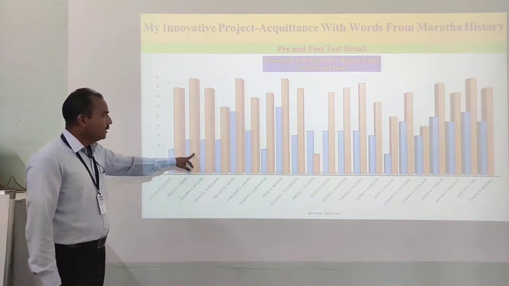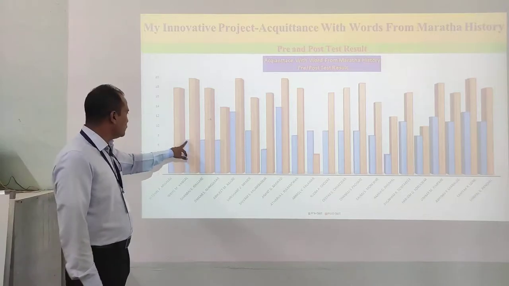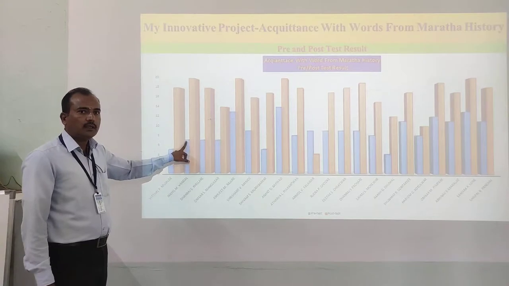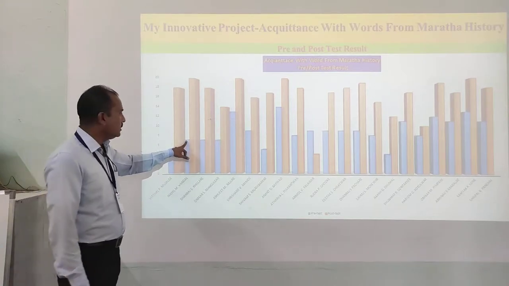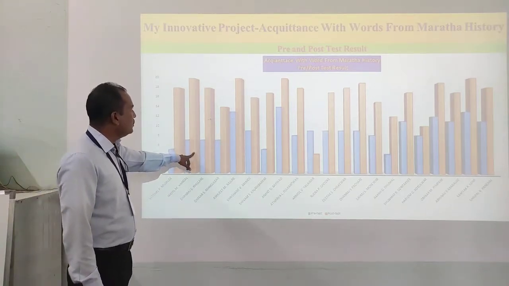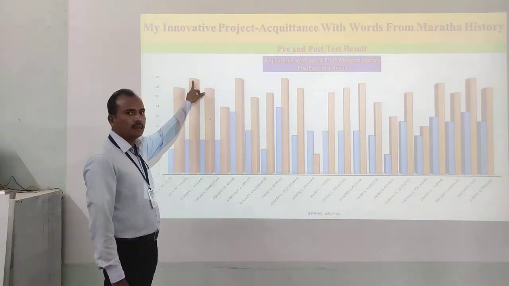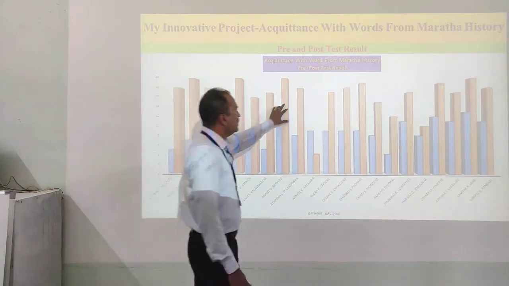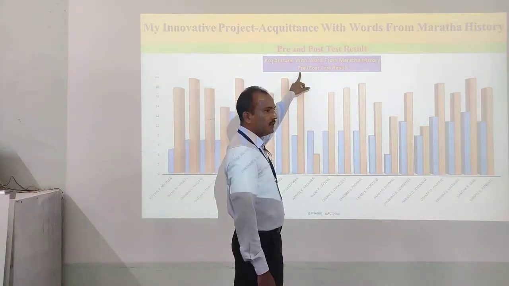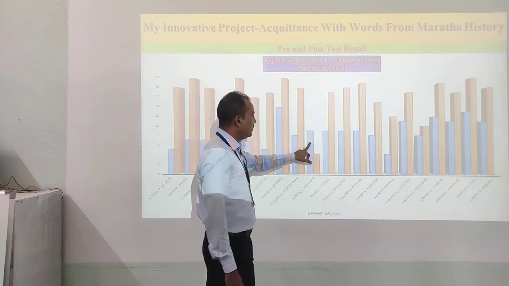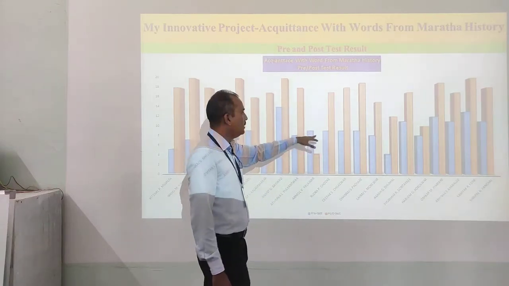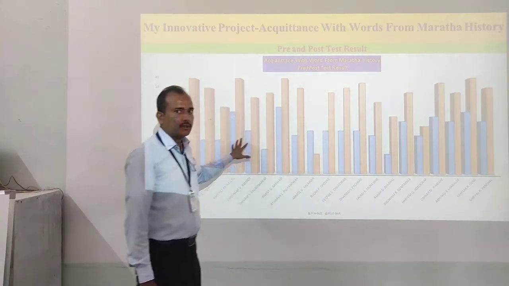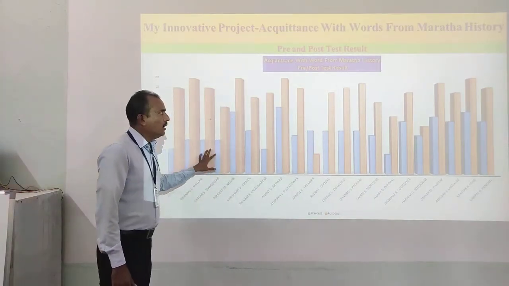Before the project, the students hardly scored 6 to 7 marks in the MCQ test of 20 marks. But after the project, I found that the student has scored nearly 20 marks in the test. So this is the result of the project. The test conducted before the project is shown with the blue bars, and the post result is shown with these orange bars.